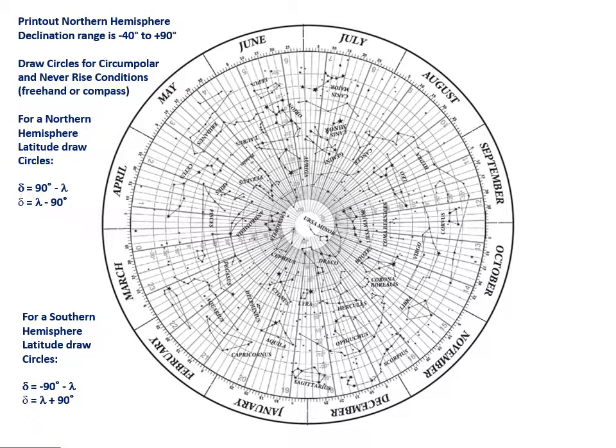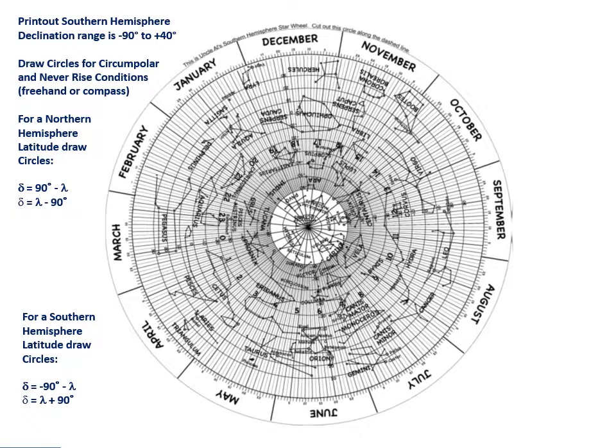For a Northern Hemisphere observation site, the condition for never-rise stars is that the declination must be less than the difference of the latitude and 90 degrees. For the Southern Hemisphere, this value is the sum of the latitude and 90 degrees. If this declination is between -40 degrees and 90 degrees, sketch or use a compass to make a circle marking this value.